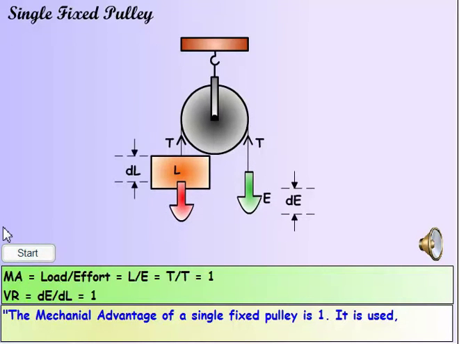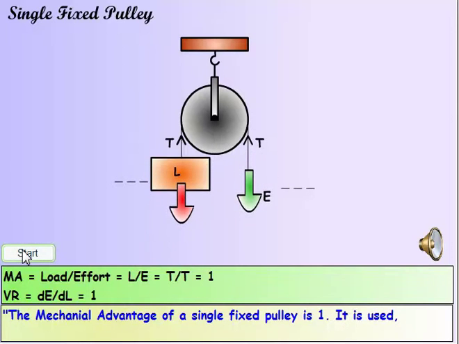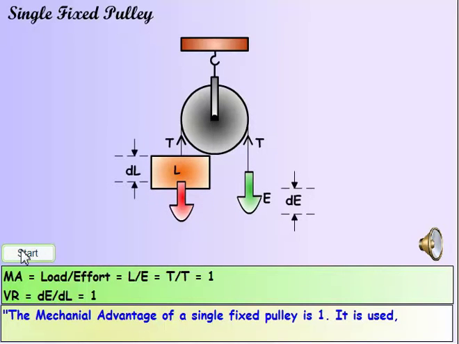A single fixed pulley has a fixed pulley, as the name suggests, and a rope to lift a load by applying an effort on the other side. It is convenient to apply a downward effort. The tension in the string will equal the load, and the effort will equal the tension in the string. Therefore, the load and effort will be the same, and the mechanical advantage is 1. Since the distance moved by the load and effort is also the same, the velocity ratio is also 1.